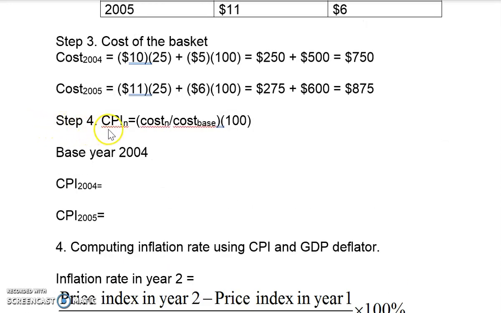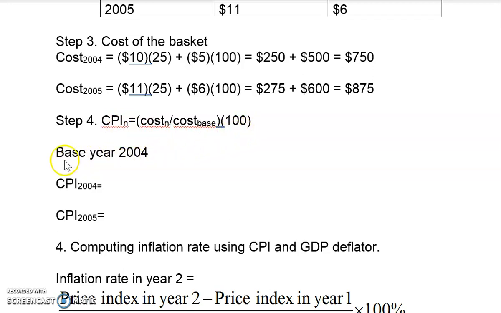The formula for the consumer price index in year N is the cost of the basket in year N divided by the cost of the basket for the base year, multiplied by 100. N stands for a particular year. For example, if you want to calculate 2004, then N is 2004. For 2005, then N is 2005. By the way, every time you develop an index, you multiply by 100.